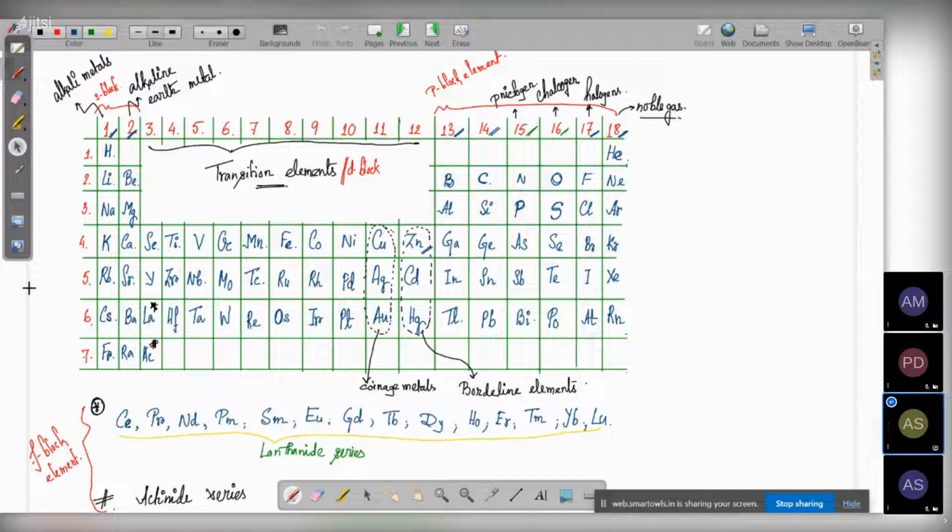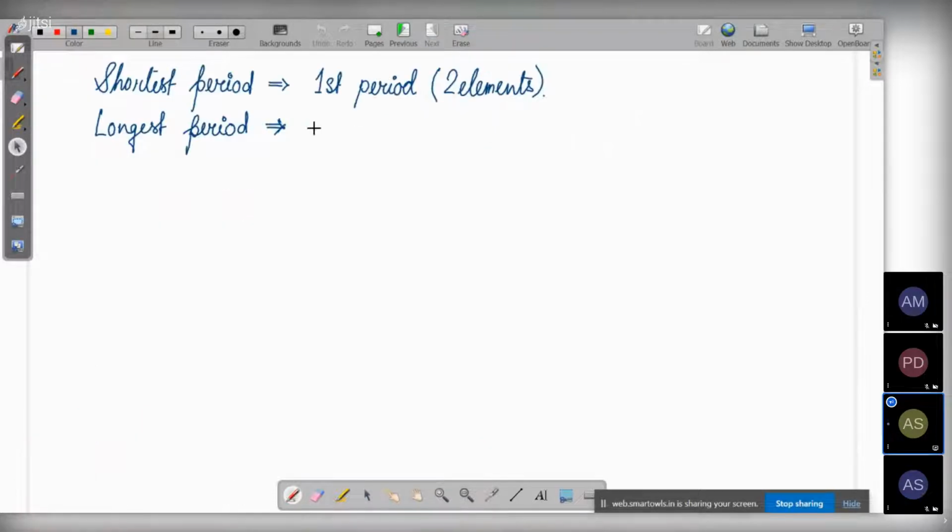Period 6 has a total of 32 elements. Why 32? Because you need to count even the lanthanides also. Because after lanthanide, you have the lanthanide series having 14 elements each. So that's why period 6 has 32 elements and hence it is the longest period. Sixth period is the longest with 32 elements.